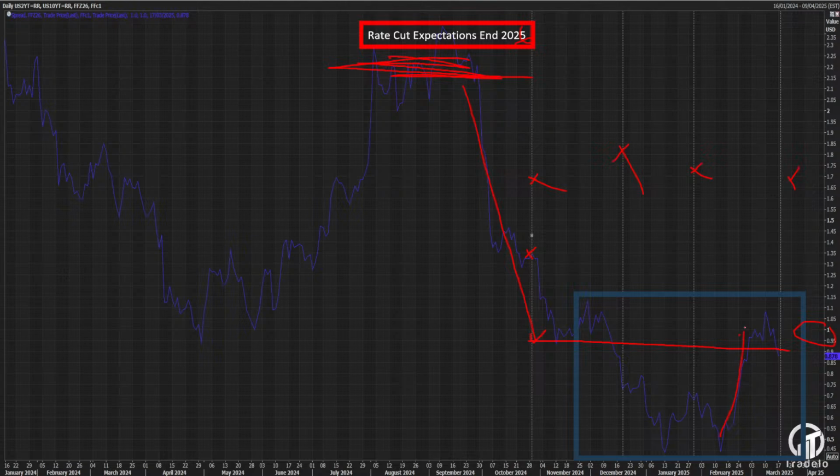You can see in Feb, the market started pricing in a few more rate cuts. However, over the last 4 or 5 sessions, it started to move back down, back towards effectively where we have been for the course of the last 4 months. Okay, so just pay attention to that.